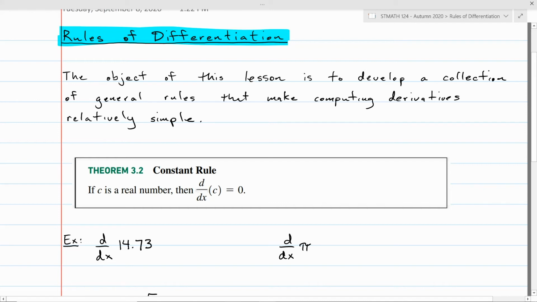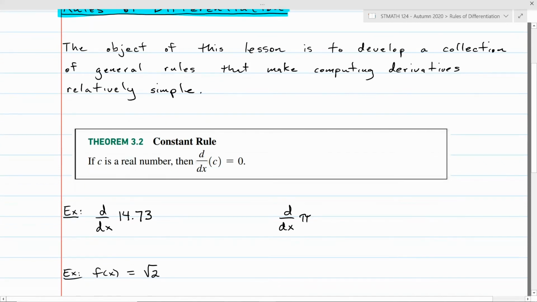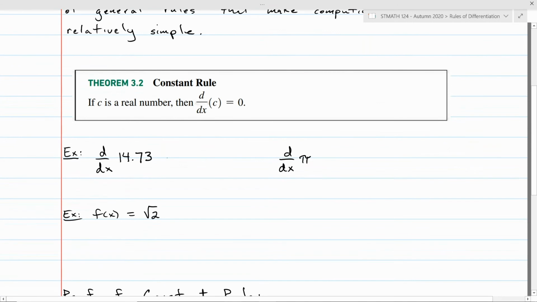So theorem 3.2 here says that the derivative of any constant is 0. Rules don't get much simpler than that. The derivative with respect to x of 14.73, that would be 0. The derivative with respect to x of pi, well, pi is still a constant. We know that it has a decimal approximation of like 3.1415, and so on. But it's a constant. And because it's a constant, its derivative is 0.